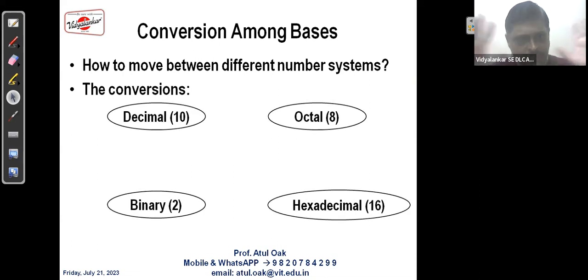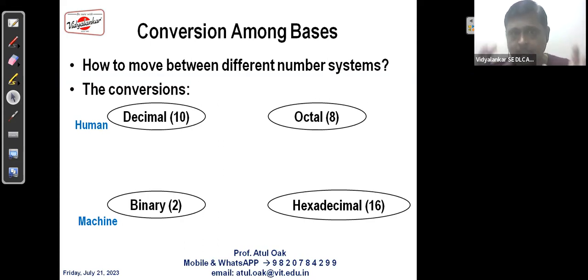These are 4 number systems. Okay, decimal, binary, octal, and hexadecimal. Decimal normally is for human. Binary is for machine. Okay, computer. Hexadecimal is for processor. Okay, this much understanding you have.